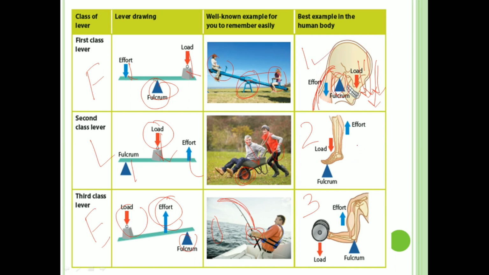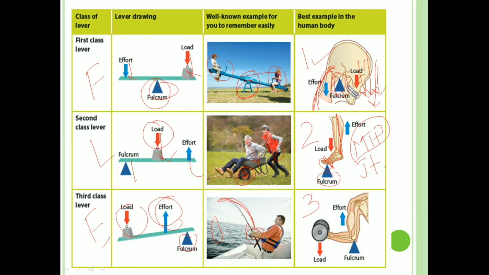Second order lever is known as the MTP joints of the lower limb. MTP joints of the lower limb means the metatarsophalangeal joint. Now when a person is trying to do plantar flexion, or in another way, when a person is trying to stand on the tip of the toes, then this joint, known as the MTP joint, is going to act as a fulcrum. The load is the body weight.